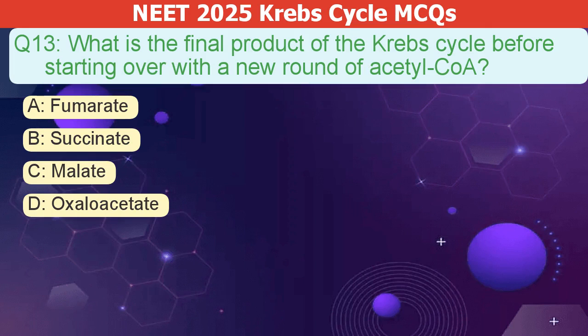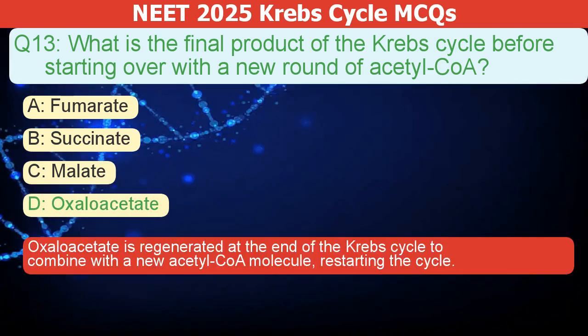What is the final product of the Krebs cycle before starting over with a new round of acetyl-CoA? A. Fumarate. B. Succinate. C. Malate. D. Oxaloacetate. The correct answer is D. Oxaloacetate is regenerated at the end of the Krebs cycle to combine with a new acetyl-CoA molecule, restarting the cycle.